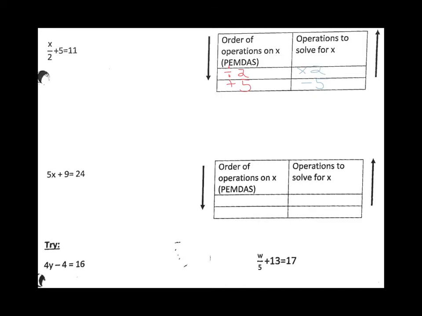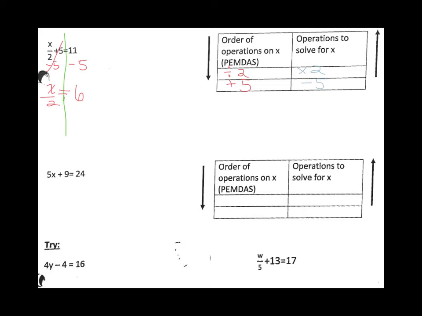So when I go ahead and solve this equation, I'm going to draw my line. And the first thing that I need to undo is the addition, because I'm working backwards through order of operations. So I'm going to subtract 5 from both sides. Plus 5 minus 5 leaves me with x divided by 2. 11 minus 5 leaves me with 6. Need to extend my line a little bit.